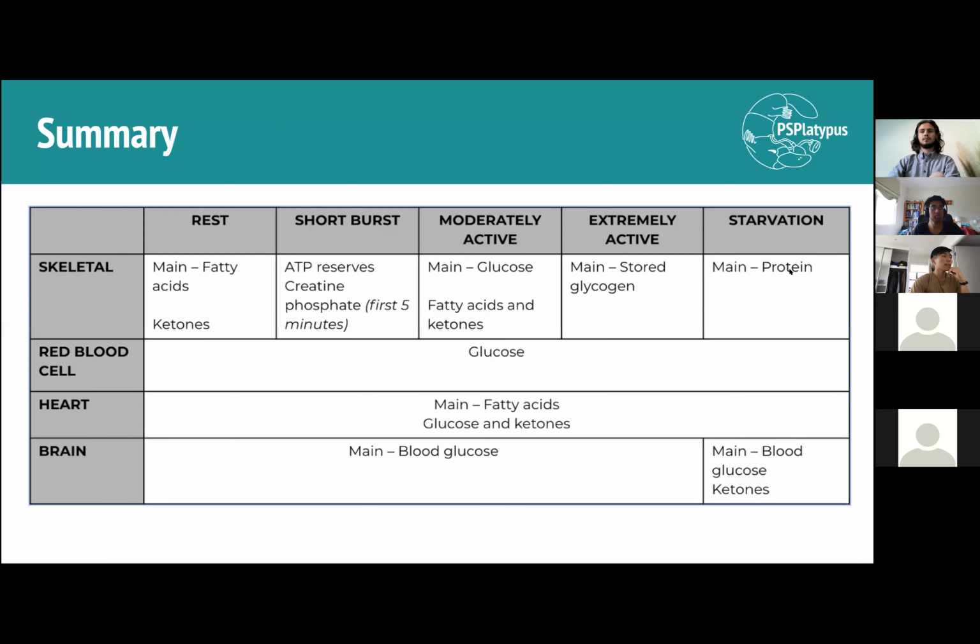Here's a quick summary that outlines the specific details of what muscles and specific cell types in the body use as their main energy source, as well as in different states.